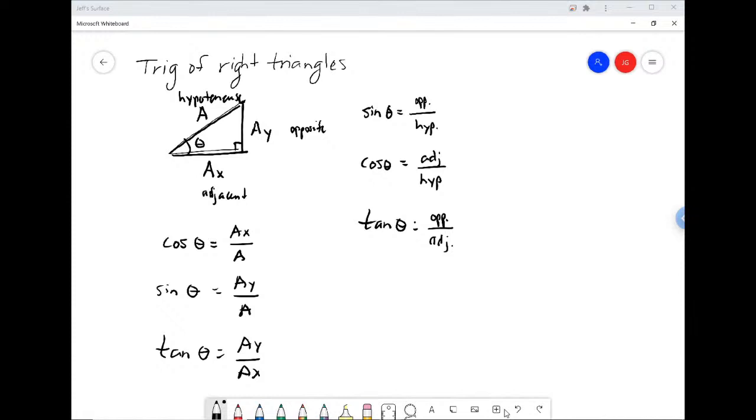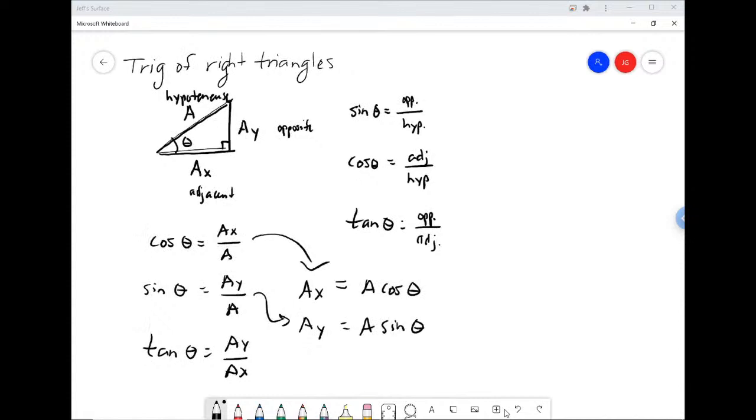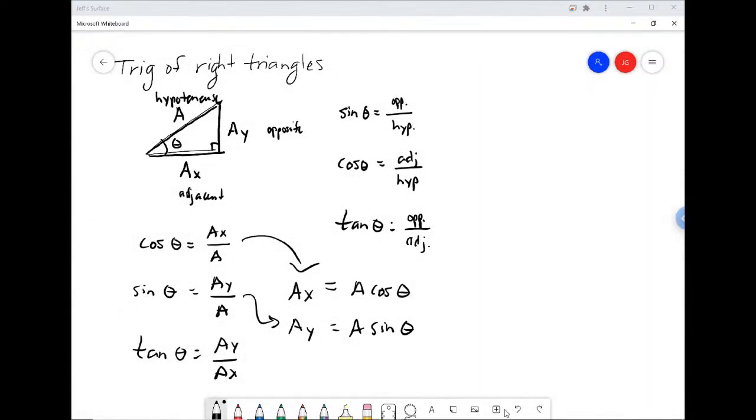And so if you wanted to find AX, you could say, well, I'll just rearrange this first equation: AX equals A times the cosine of the angle. AY, use the second equation, equals A sine of the angle. Okay. And then somebody mentioned the Pythagorean theorem. Yeah, that's useful too because that links all the sides together.